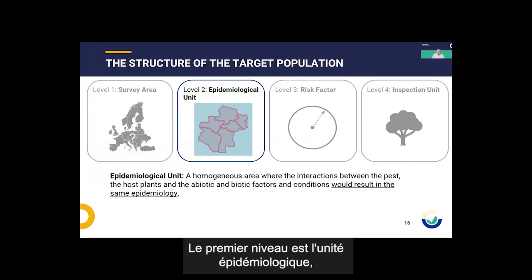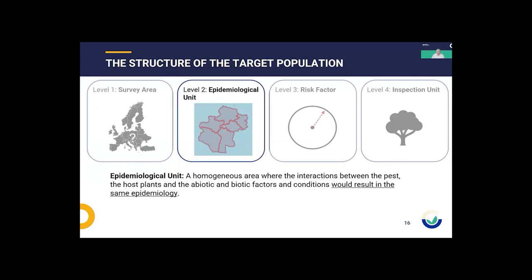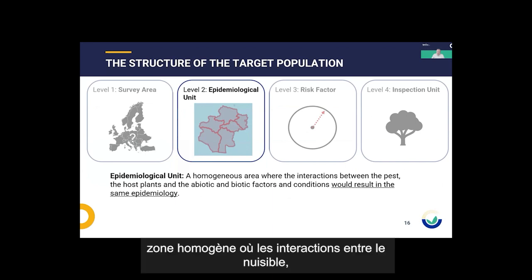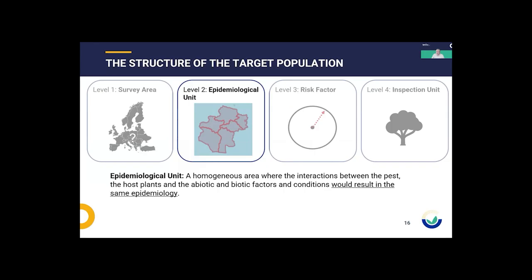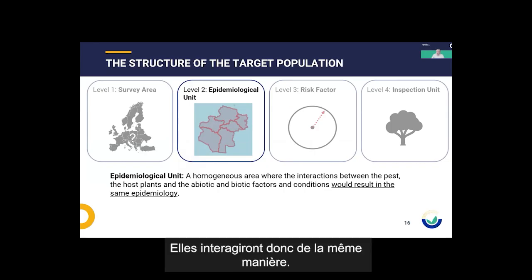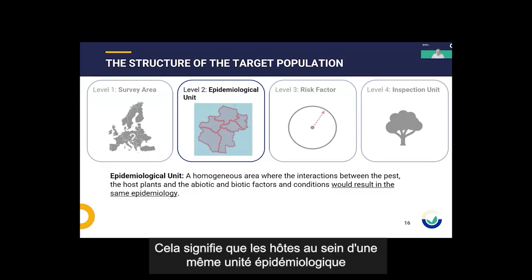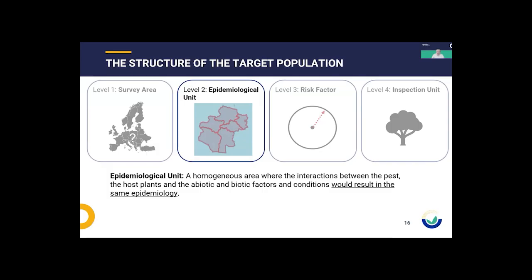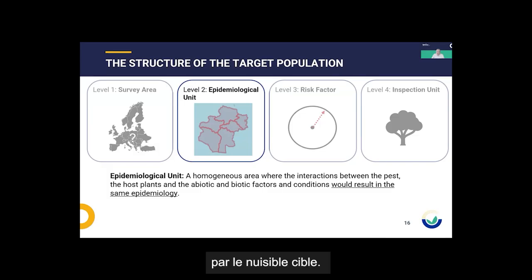So the first level is the epidemiological unit, which is a subset of the survey area and is defined as a homogeneous area where the interactions between the pest, the host plants, and the environmental factors would result in the same epidemiology. So we will interact in the same way. Meaning that the hosts within the same epidemiological unit would have a similar probability of being infected by the target pest.